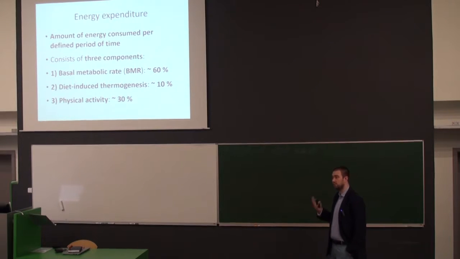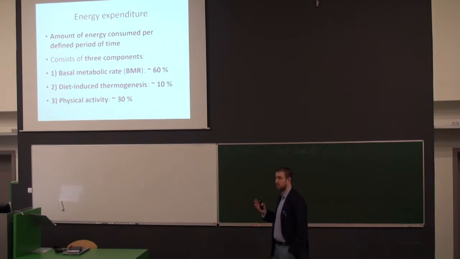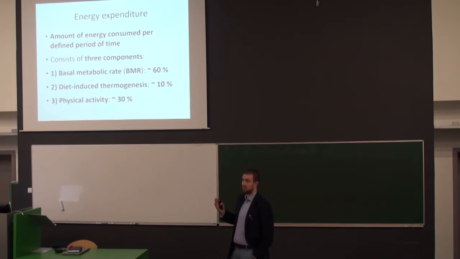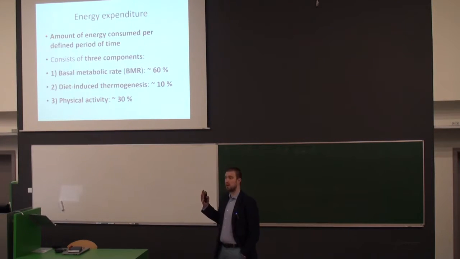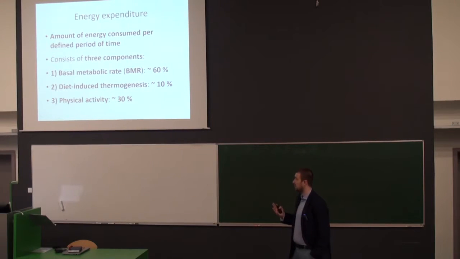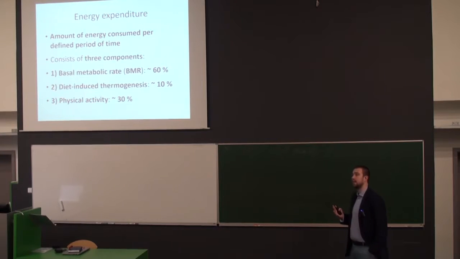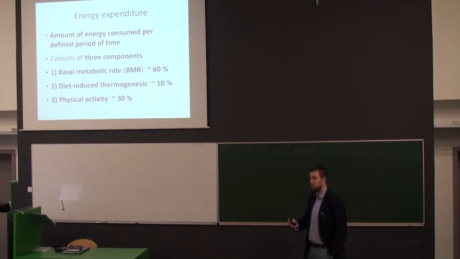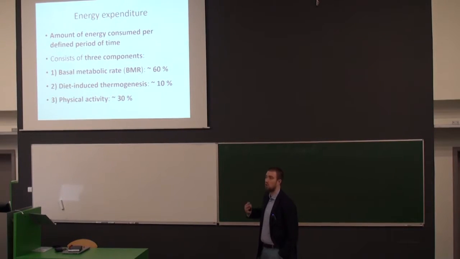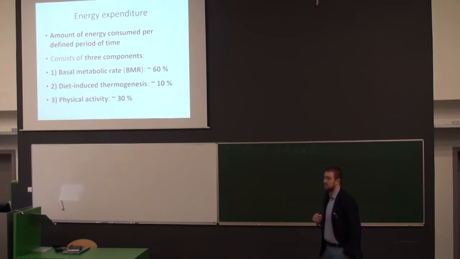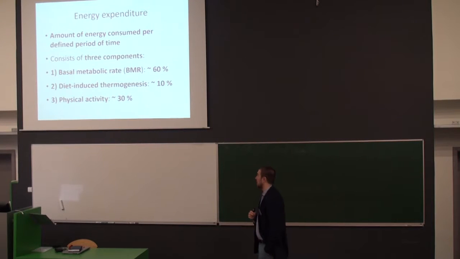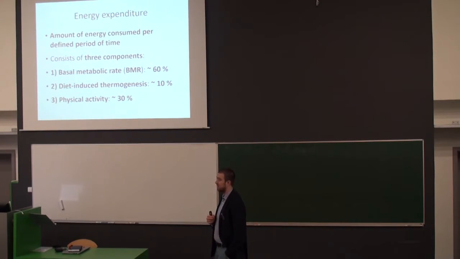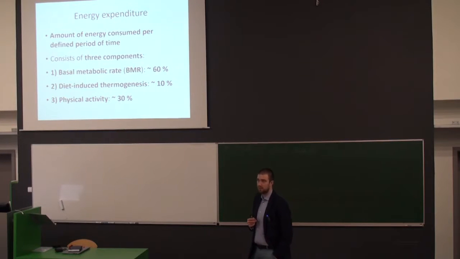So, per definition, there are 3 basic components of the energy expenditure. The first is the basal metabolic rate. That makes around 60%. Then you have the diet-induced thermogenesis. That means the energy that you need for intake, digestion, absorption, and utilization of the nutrients. Therefore, diet-induced. And that's around 8 to 10%. And the last is the physical activity. As I think all of you know, the physical activity would vary highly in different people.